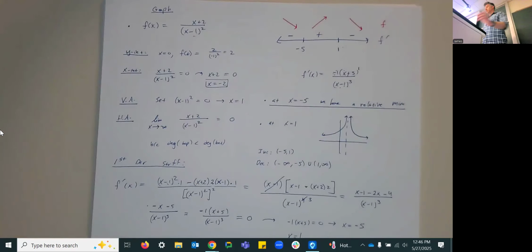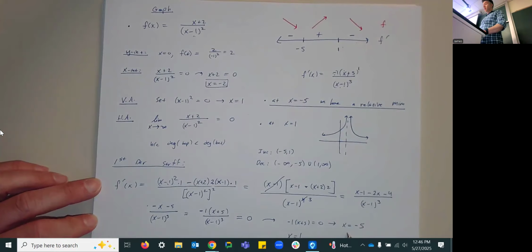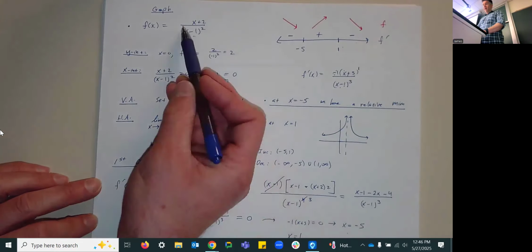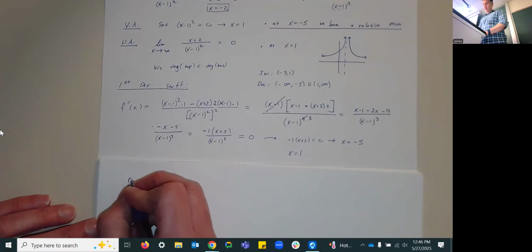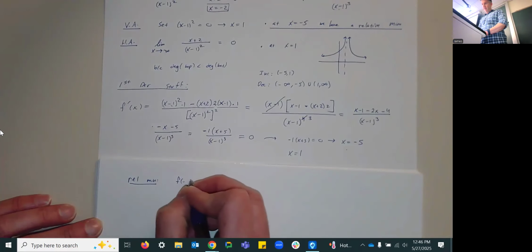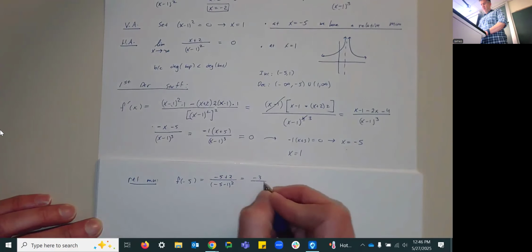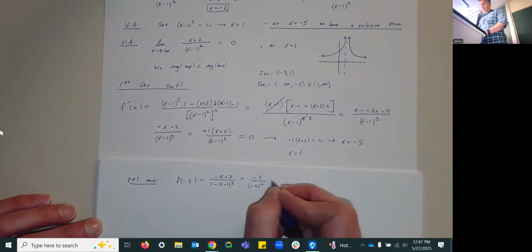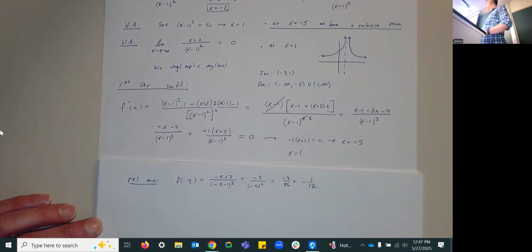Oh, and there's still one more thing to do here before we start talking about the second derivative. We have to figure out what f of -5 is, because if we're trying to plot all of our important points, we need the y value there. So plugging -5 back into the original function, our relative minimum is going to be, well, f of -5 is -5 plus 2 over -5 minus 1 squared, which is -3 over -6 squared. That's kind of gross. -3 over 36, which is -1/12. All right.